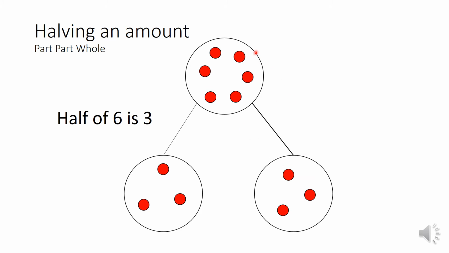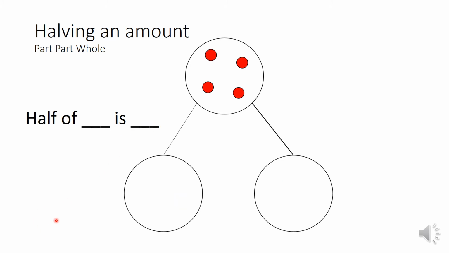So we start off with this top circle with our whole amount, and we have got 1, 2, 3, 4, 5, 6 circles. And then just like we've done, we've made 2 groups at the bottom, so our parts, one part and our second part, and we've moved the circles equally into each group. So in this group I've got 3, and in this group I've got 3. So half of 6 is 3.